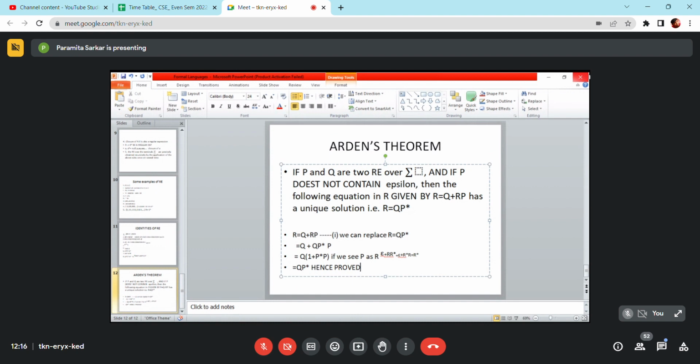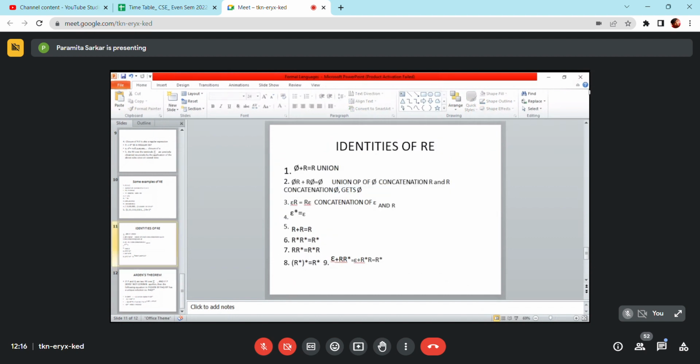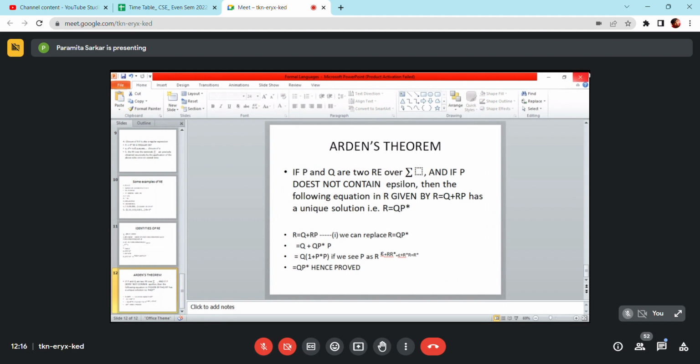If you observe this line, you can replace R equals QP star, which is stated as the unique solution. Ultimately, you can replace R equals QP star and take Q common, and inside the bracket you get epsilon. Including epsilon, we get the closure of P, so QP star. So R equals QP star is the only solution.